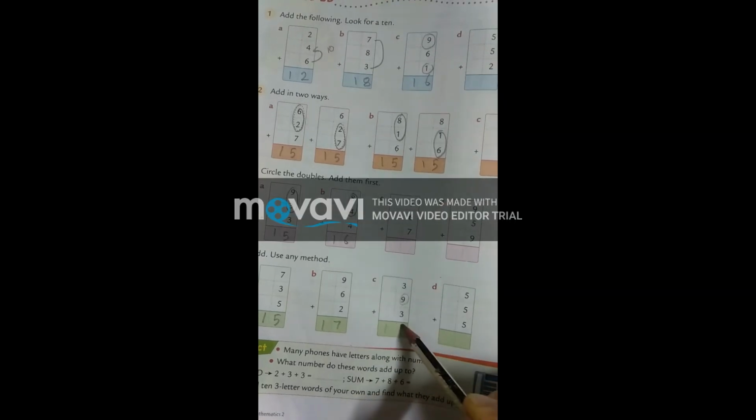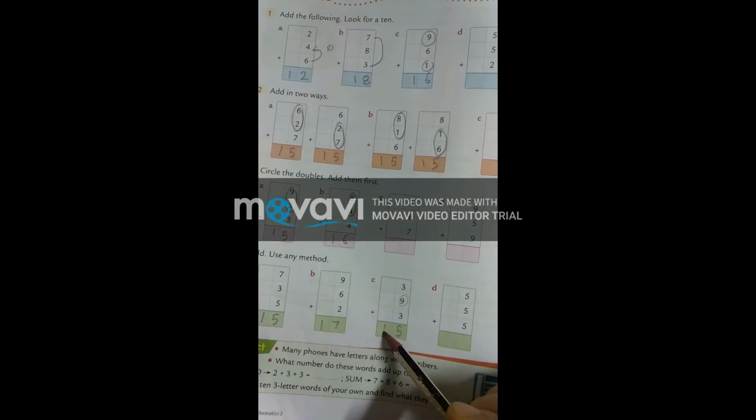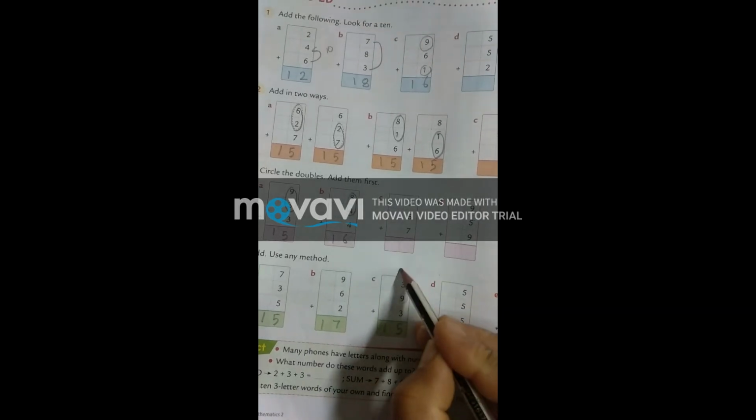Same way, 9 plus 3 is 12, 12 plus 3 is 15. 15 you have to write like this, 5 in ones place and 1 in tens place. Actually this one is ones place, this one is tens place. This way you can complete this exercise.